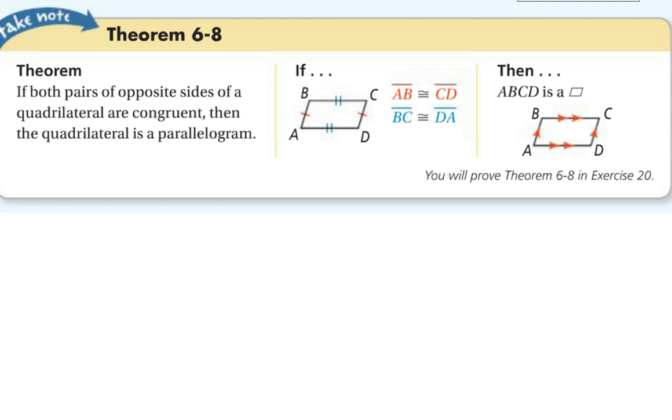So, theorem: if both pairs of opposite sides of a quadrilateral are congruent, then the quadrilateral is a parallelogram. Put your player on pause, take down the theorem, take down this diagram, and take down this diagram, and when you're done, hit play to resume.